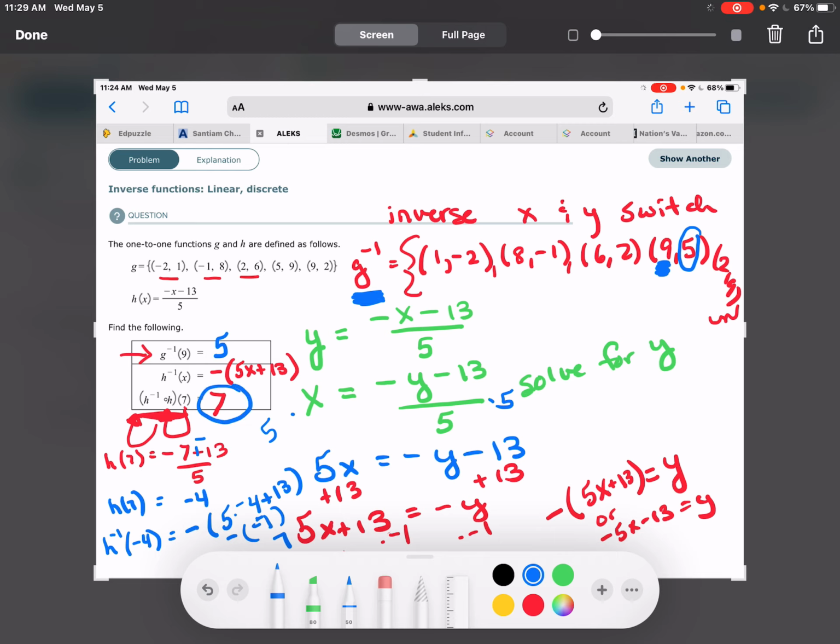Hopefully that helps. I know inverses can be confusing, but they're not that complicated. They're just about swapping the x and the y.